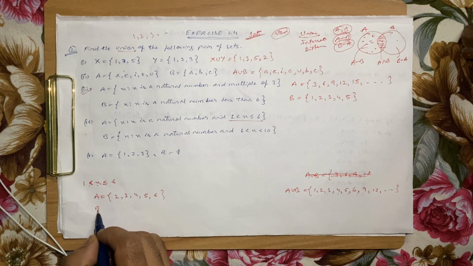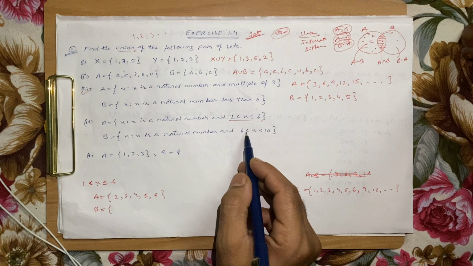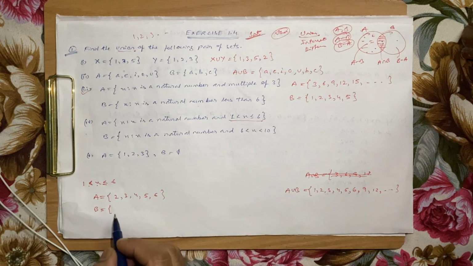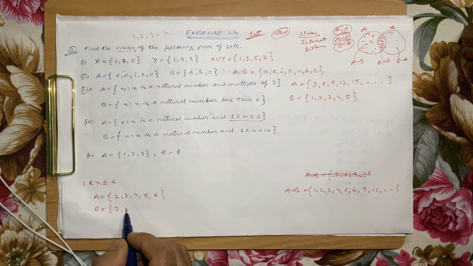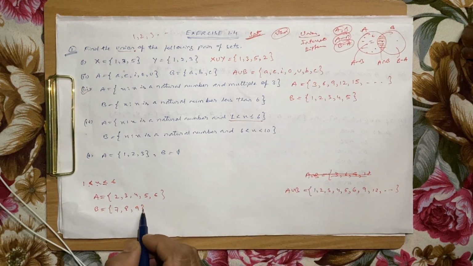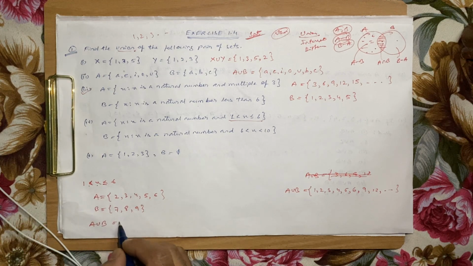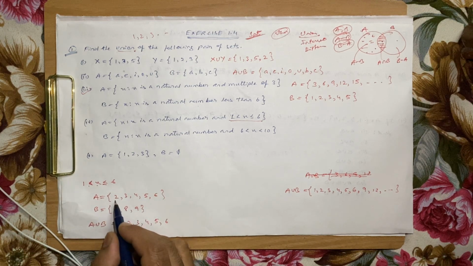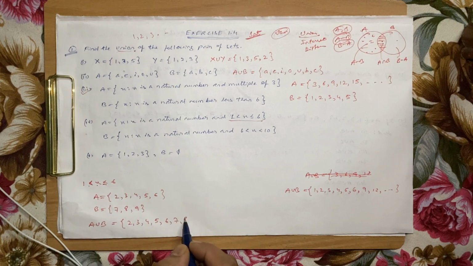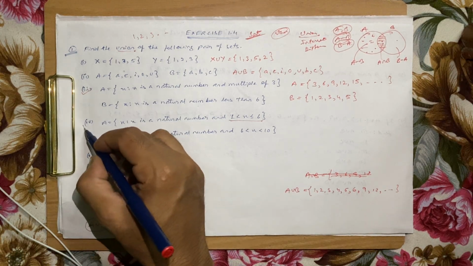And the set B is what? X is a natural number and X is greater than 6 and X is less than 10. So greater than 6 means 7, then 8 and then 9. I'll not include 10 because there is no equal sign. So this is it. Now what will be A union B? It will be all the elements combined. Okay, so 2, 3, 4, 5, 6, all these elements, then 7, 8 and 9. So this is A union B for question number 4.